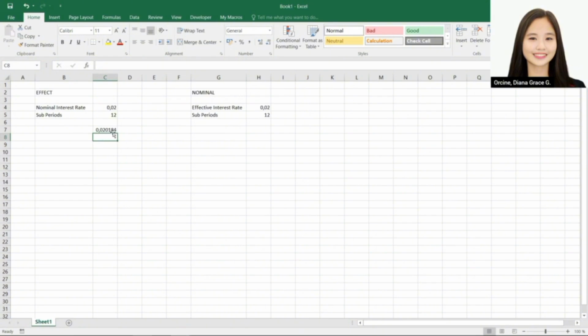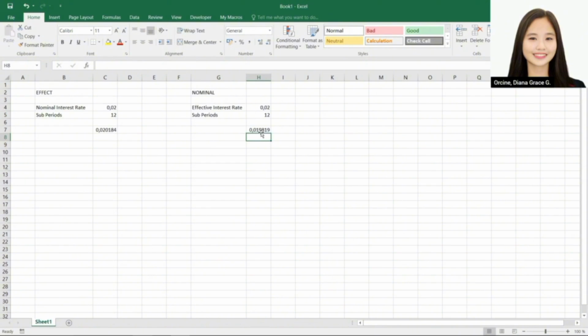So the second step is to convert the effective annual rate to the nominal rate based on the deposit frequency. Start with the nominal and put the effective interest rate, which is 2%, and the given number of sub-periods, which is 12. So we get the smaller interest rate of 1.9819.